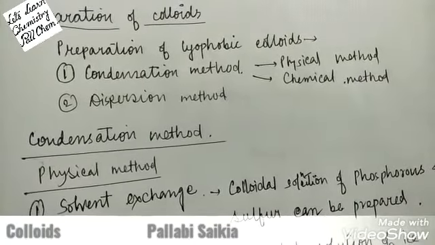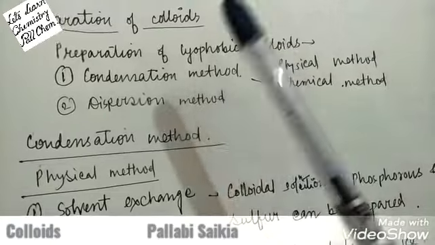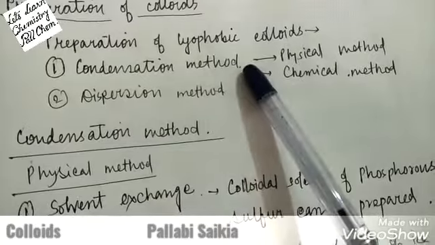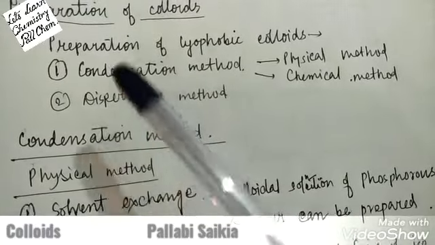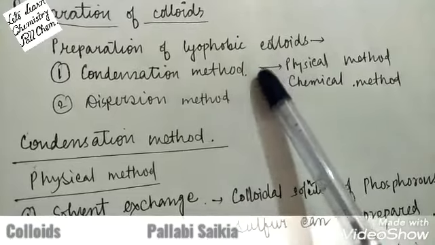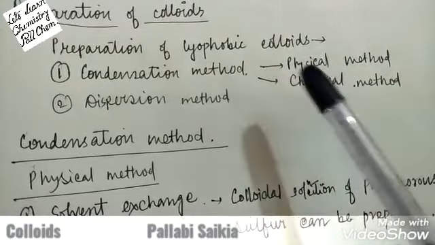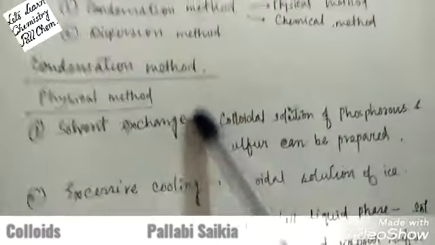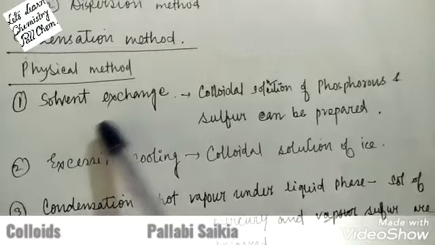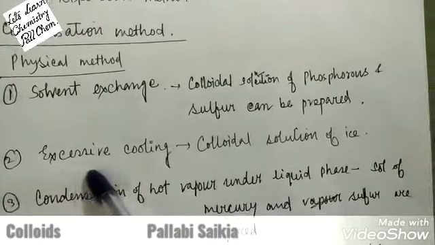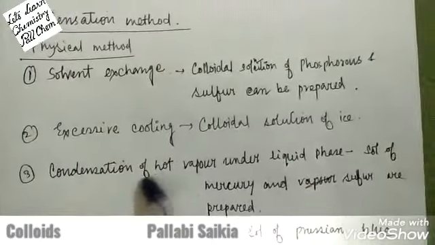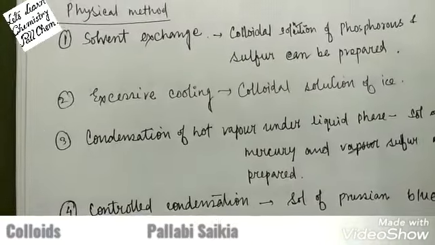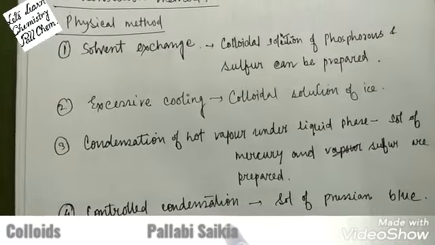Colloids are prepared by, basically, the lyophobic colloids are prepared by two methods. One is condensation method and one is dispersion method. Condensation method is classified in two types. One is physical method and one is chemical method. And in condensation method, what are the physical methods? One is solvent exchange, another one is excessive cooling, another is condensation of hot vapor under liquid phase, and the next one is controlled condensation.